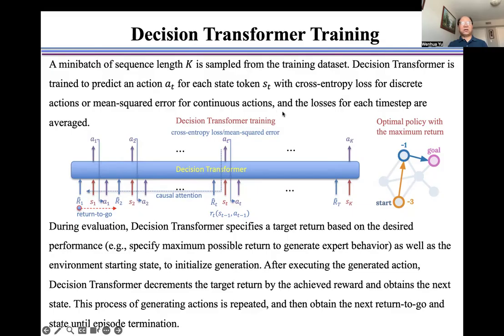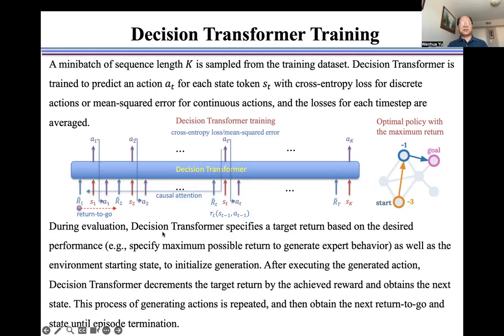The losses for each time step are averaged, as shown here. This return to go is given as the model predicts action A. And then we use state and action to recalculate the return to go step by step. The goal is to find the optimal policy with the maximum return.